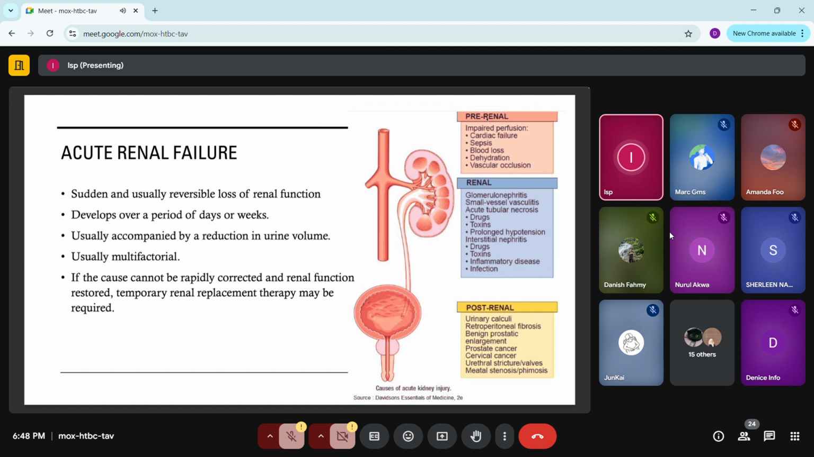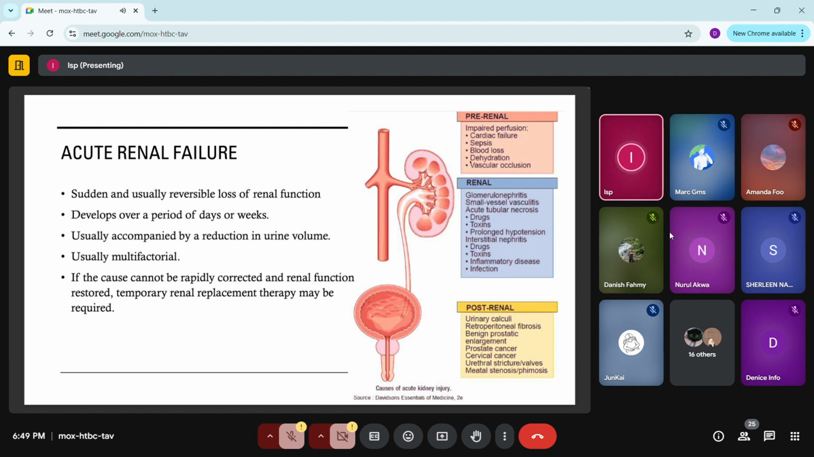Pre-renal means before the kidney. Remember, we have blood supply, the renal artery, to the kidney. All these are the source of the urine volume. So if you have reduced perfusion, you can cause renal injury. Pre-renal causes are whatever reduces your kidney perfusion. Commonly it will be in a shock patient. Patients with cardiac failure, sepsis, low blood pressure due to infection, blood loss, or dehydration can have renal injury.